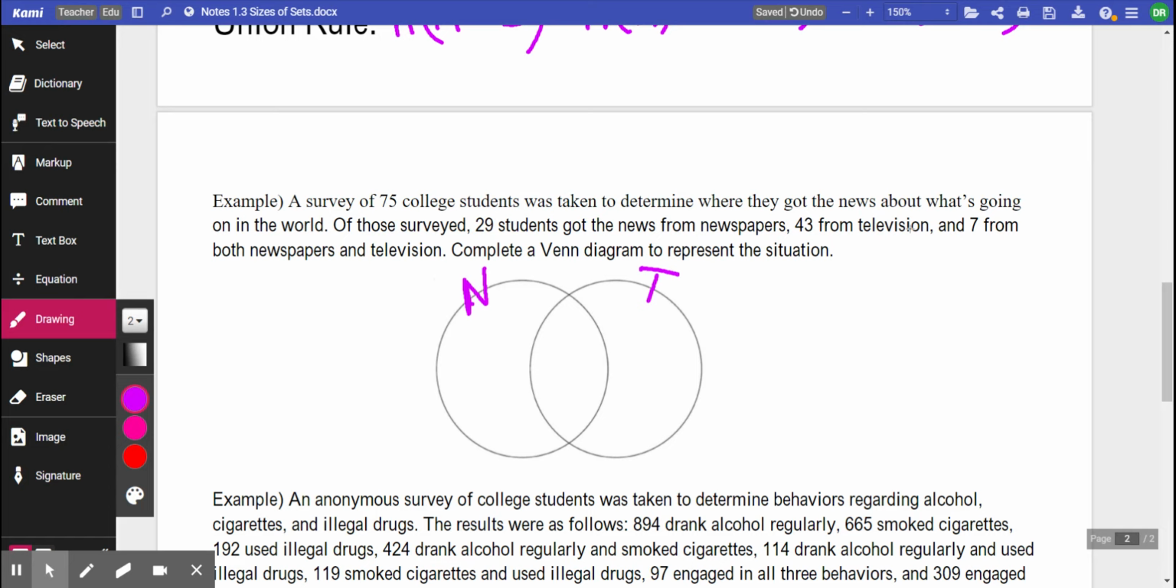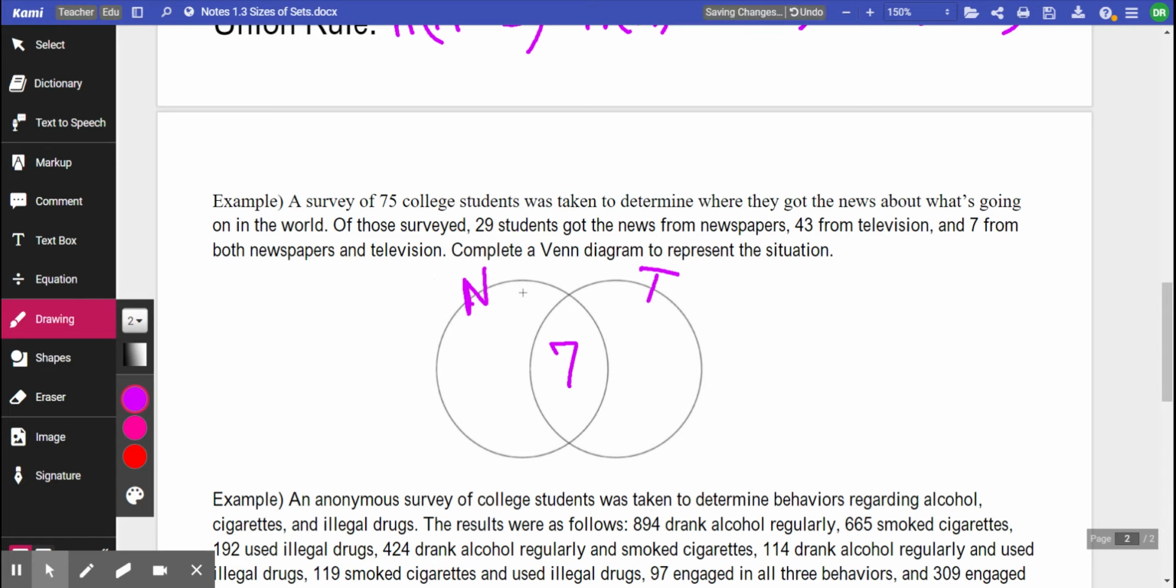So as you're working with Venn diagrams, the key is to work innermost first. So the innermost part, anytime that you have any intersection. So the goal is to put a number here first. And if you can't put a number, you put a variable. So if you keep reading, it says 7 from both newspaper and television. So that means a 7 goes here.